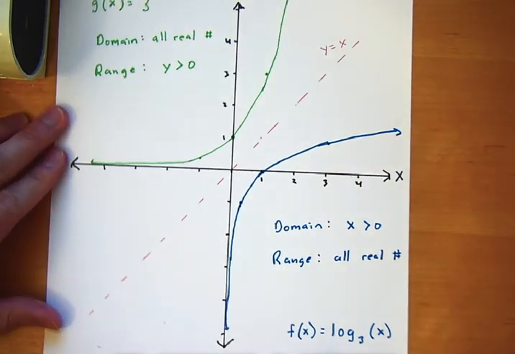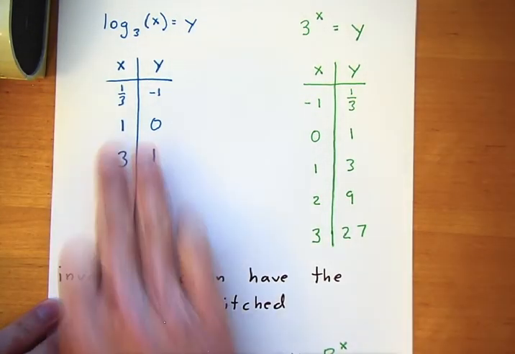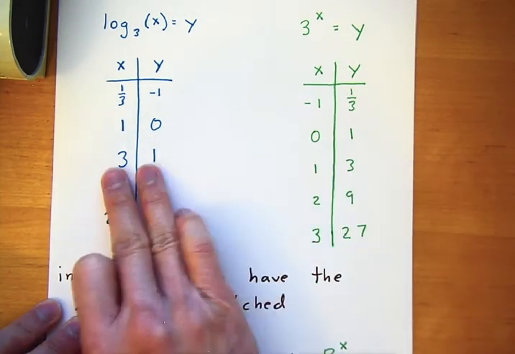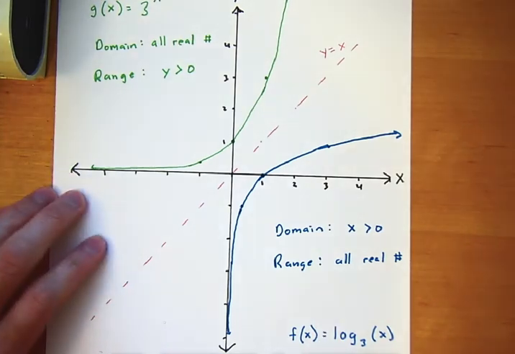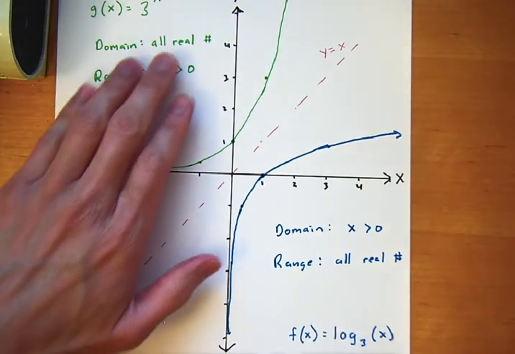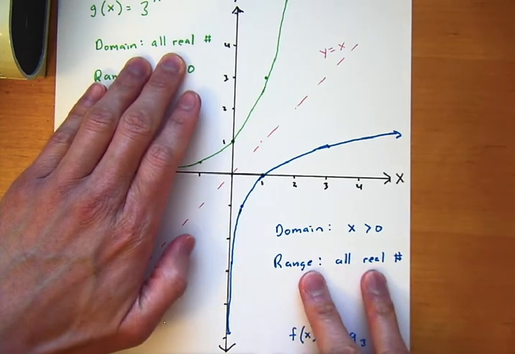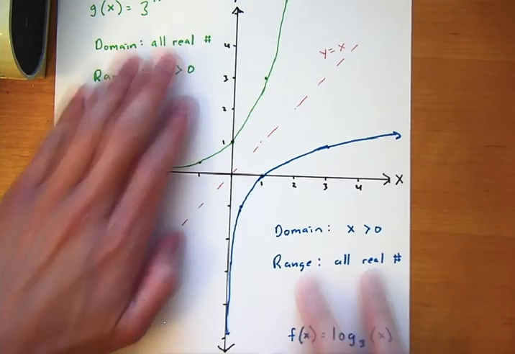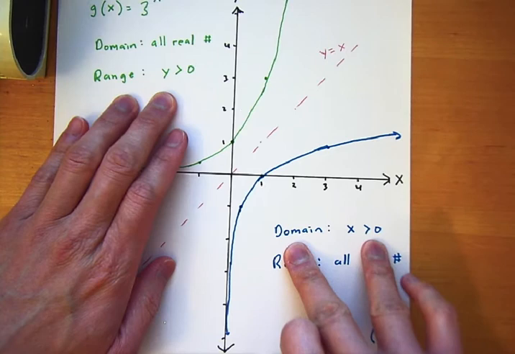Earlier in this video, I said that inverses in general have the x's and the y's switched. Because inverses have the x and the y switched, their domain is also switched. So the domain here was all real, so that means the range for its inverse will be all real. The range for this one was bigger than 0, so that means the domain here will be bigger than 0.